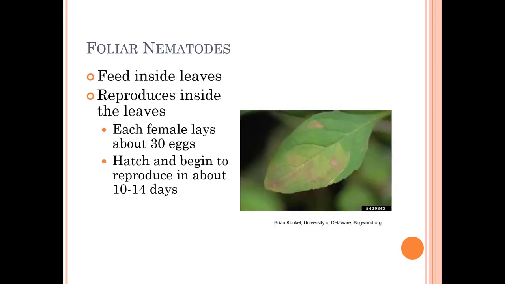So foliar nematodes feed on the inside of leaves, and of course you're probably thinking, they look a lot like leaf miners, and that's true. You would have to know the plant, and you might need to have it tested to confirm. Usually with leaf miners, though, if you hold something up to the light, you can see larvae inside. So they reproduce inside the leaf. Each female lays about 30 eggs. They hatch and begin to reproduce at about 10 to 14 days.